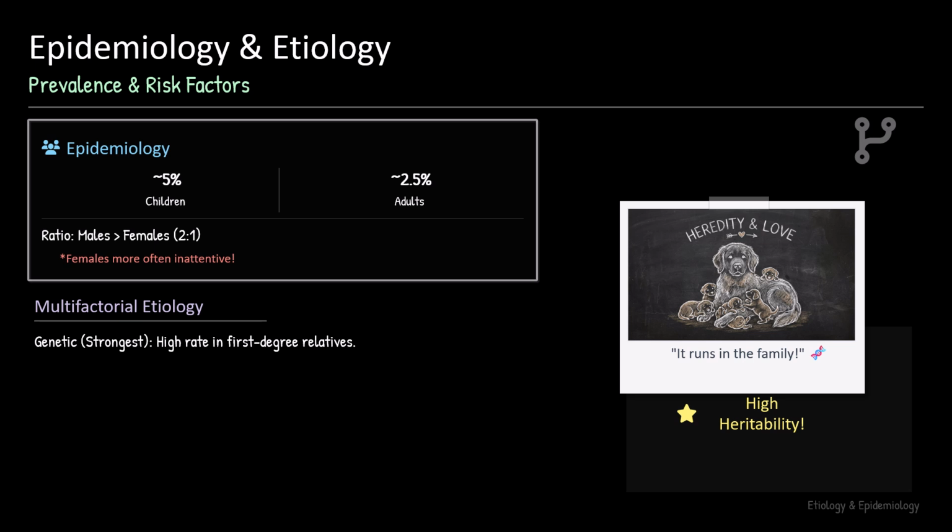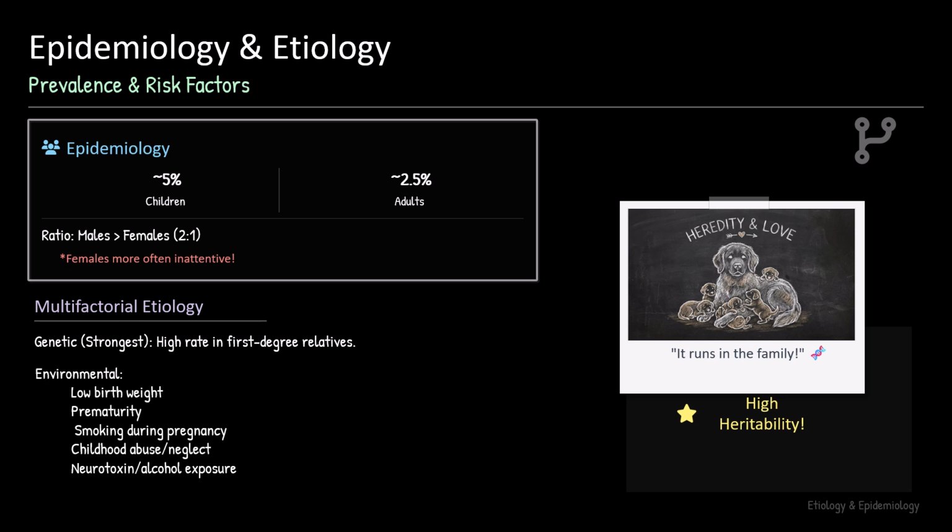Now, it's important to know these environmental factors because it can be tested on an exam. So low birth weight, prematurity, smoking during pregnancy, that's a big one that's tested on exams. Childhood abuse, neglect, and neurotoxin alcohol exposure all can contribute to someone ending up having ADHD.